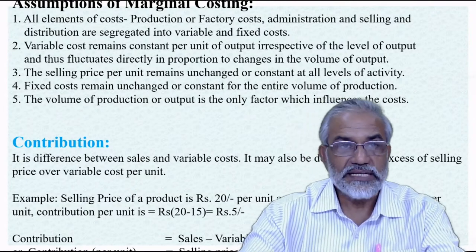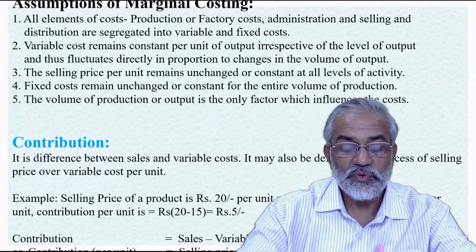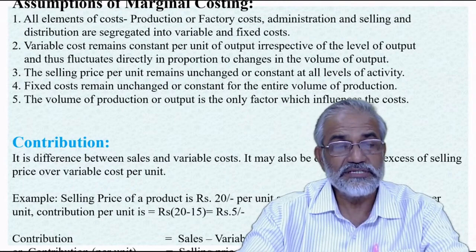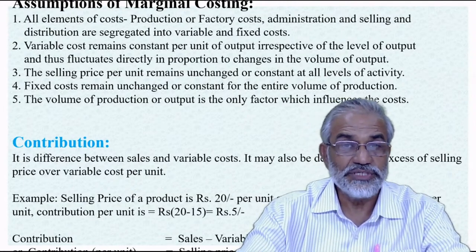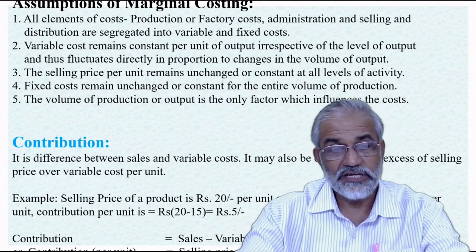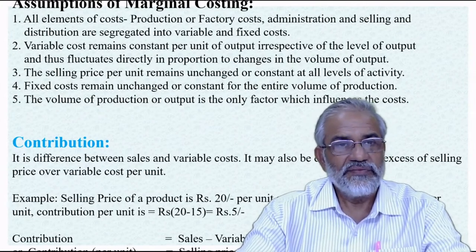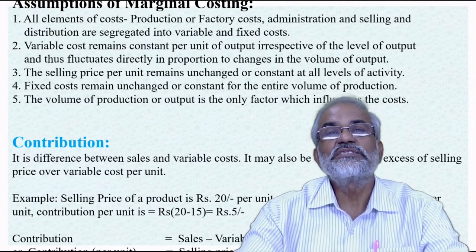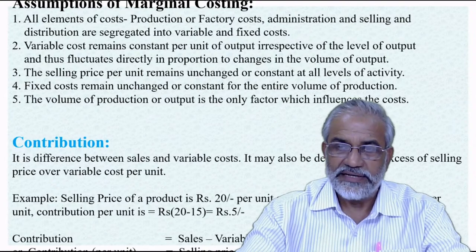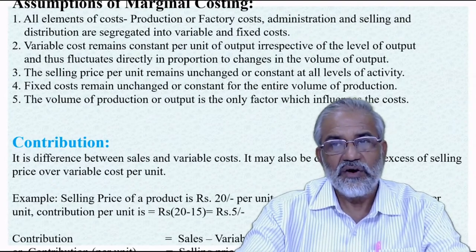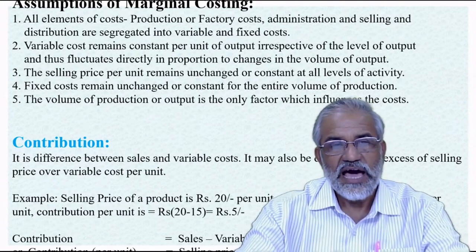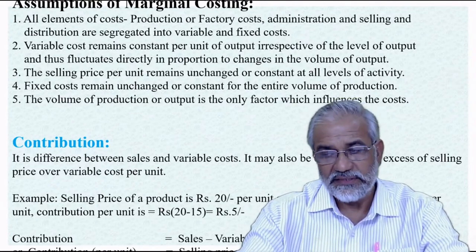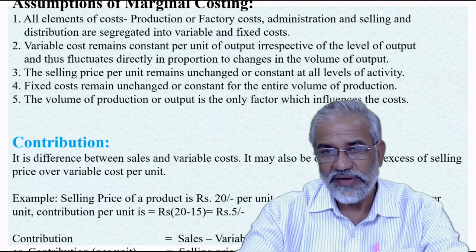Then assumptions of marginal costing. When we discuss marginal costing in detail, we need to take certain assumptions into consideration on the basis of which the system is based. The first assumption of marginal costing is all elements of cost, production or factory cost, administration or selling and distribution costs are segregated into 2 segments. One is the variable, another is the fixed cost.